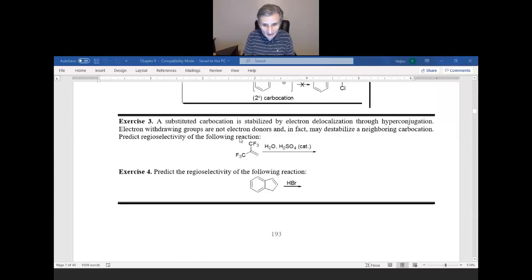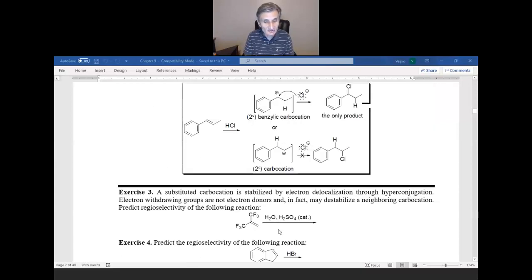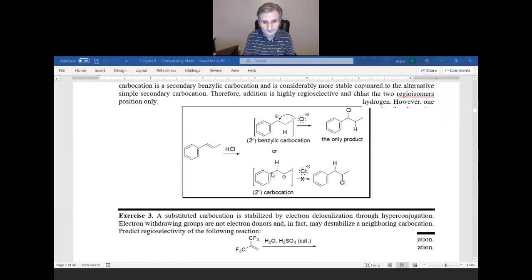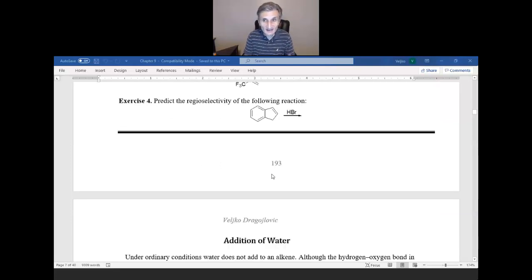So the second part of page 193, exceptions to the Markovnikov rule, you can skip that now. That's not on the test now. When I cover that in the course, I go back and cover this at that time. But again, that won't be my course or my job.